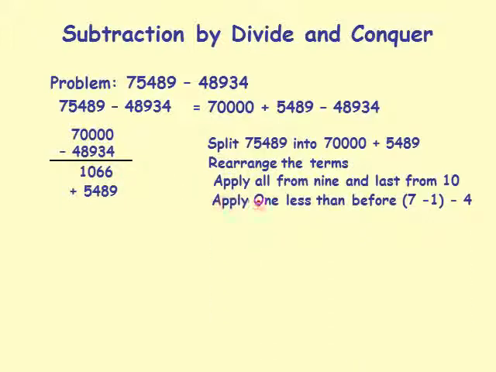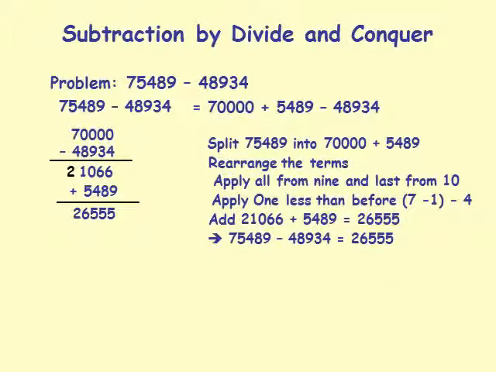Now we apply 1 less than before in this leftmost column. So 7 minus 1 is 6, 1 less than before of 7, and 6 minus 4 is 2. So 2 in the leftmost column. Now we're going to do this addition here. Add 21066 obtained so far plus 5489 we got here, and we get 26555.